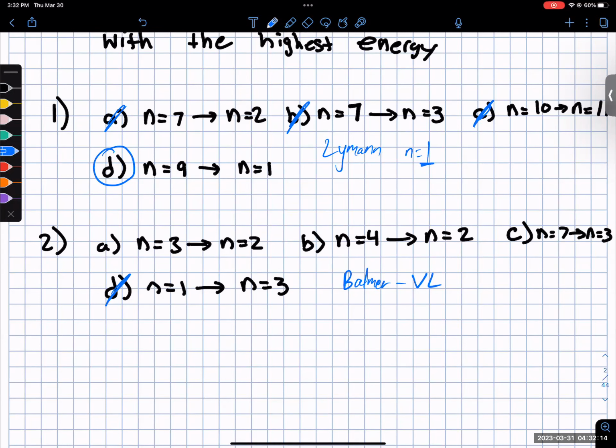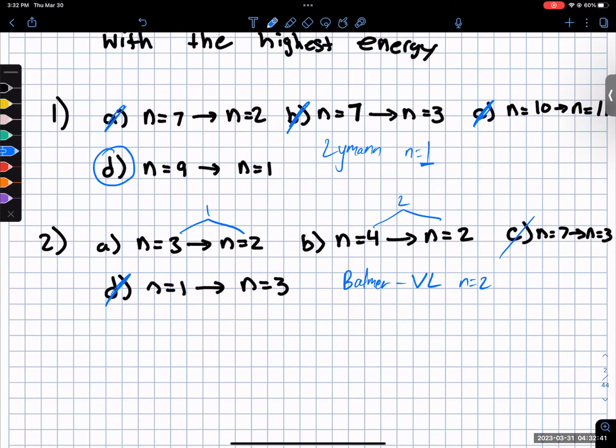So we're looking for n equals 2 to be our final, so we can eliminate option C. Now we're down to either A or D. How do we determine which one? The greater distance of energy transfer. This one goes one energy level, and this one goes two energy levels.